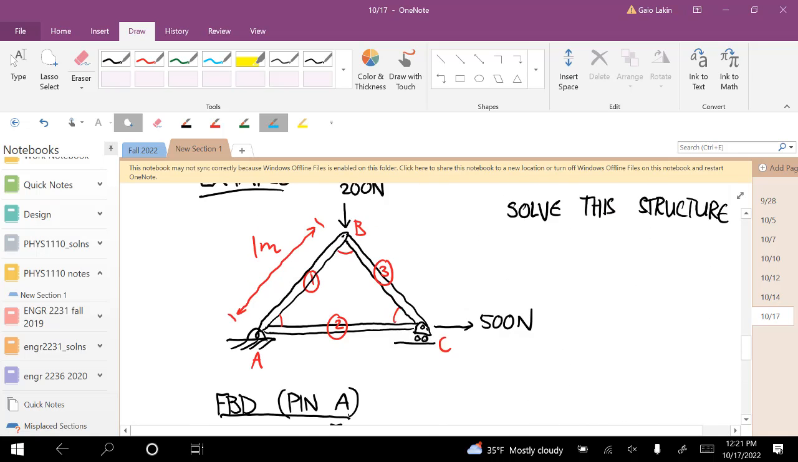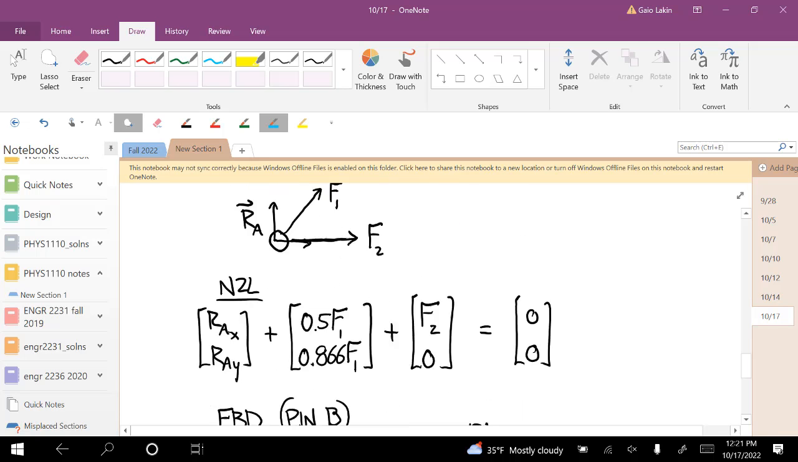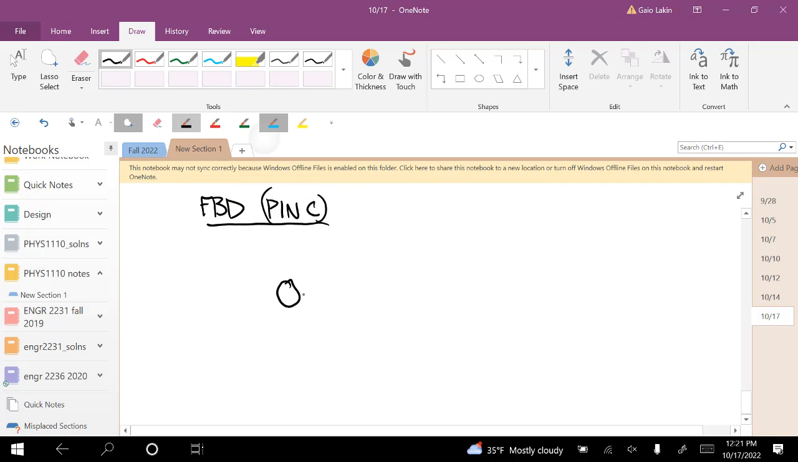Okay, so what loads are acting on pin C? There's the cable tension for member 2, the cable tension for member 3, the 500 newtons, and then the reaction load for that roller. So here's the 500. A roller applies a force that's perpendicular to the surface of contact toward the chosen body. So this, I'll call that RC.